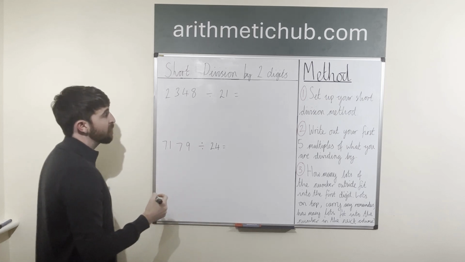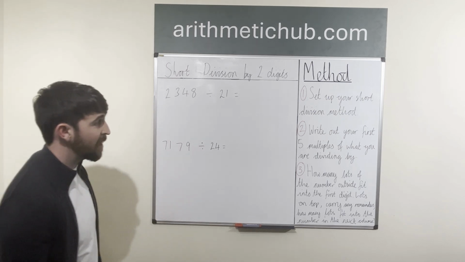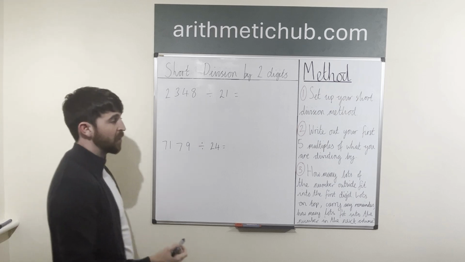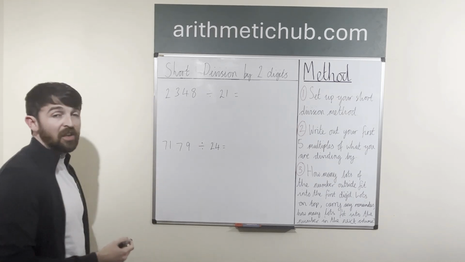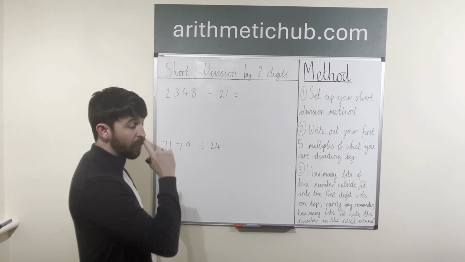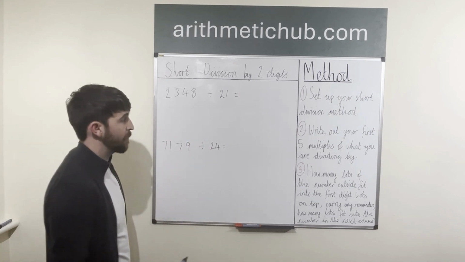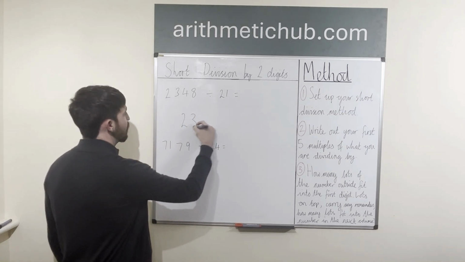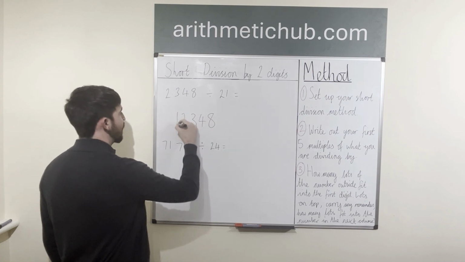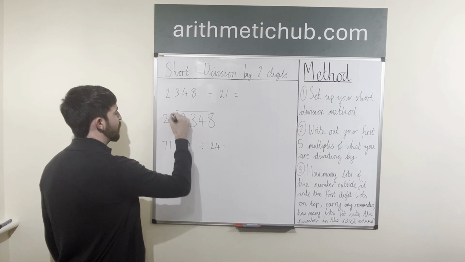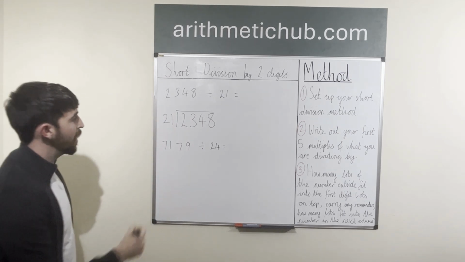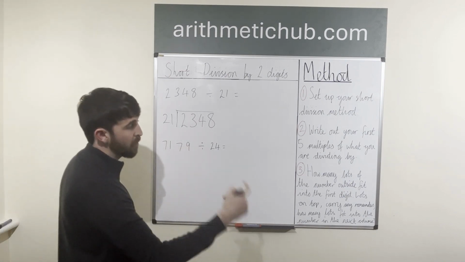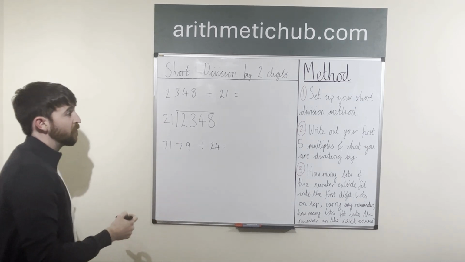So if we've got 2,348 divided by 21, let's check this method again. Set up your short division method, write out your first 5 multiples of what you're dividing by, and then we would use the usual short division method, only rather than dividing by one digit, this time we're dividing by 2. So let's start off by setting up our short division method. 2,348 goes inside, and then we're dividing it by 21, which goes on the outside. Let me just check that that looks right. Yep, all right. Now I'm going to write out my first 5 multiples of what I'm dividing by.